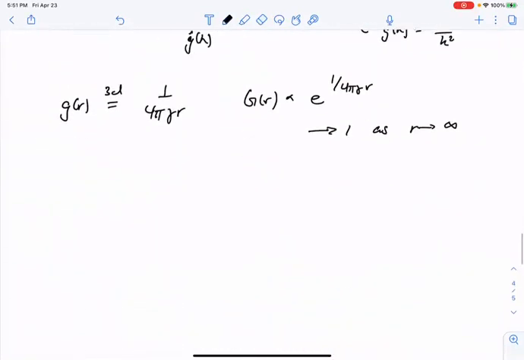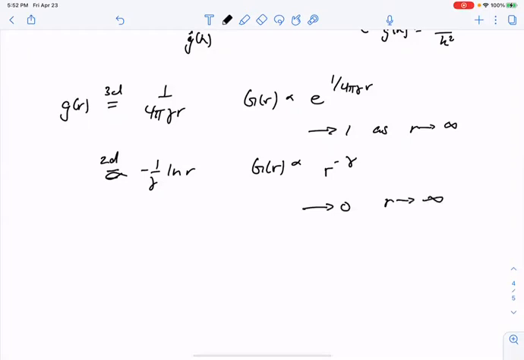However, in 2 dimensions, the Coulomb potential in 2 dimensions is a log, corresponding to a capital G of r that is proportional to r to the minus gamma. Gamma being finite, it's something that opposes inhomogeneities in the field, that goes to 0 as r goes to infinity. So in this case, we lose long-range order in 2 dimensions due to these slowly varying Goldstone modes, so these slowly varying perturbations to our order parameter field.